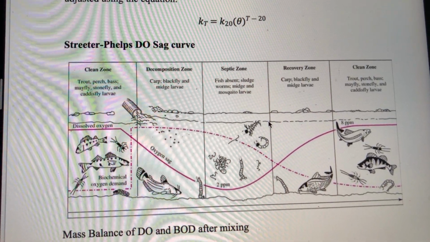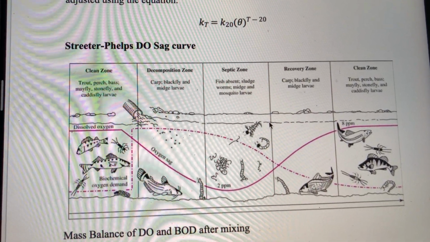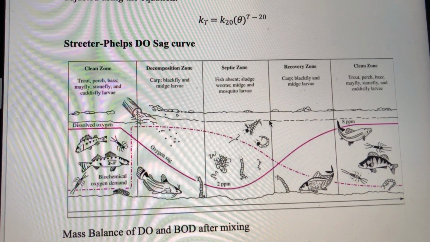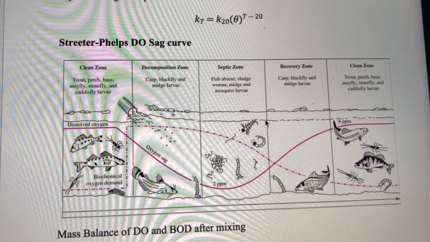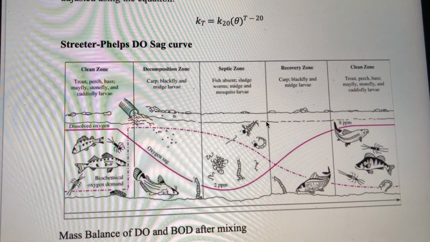Then we move into the recovery zone, which is where the curve starts to go back up. And in this zone is where the bacteria has already consumed all the oxygen, so it starts to level back out, and fish start to slowly come back in.